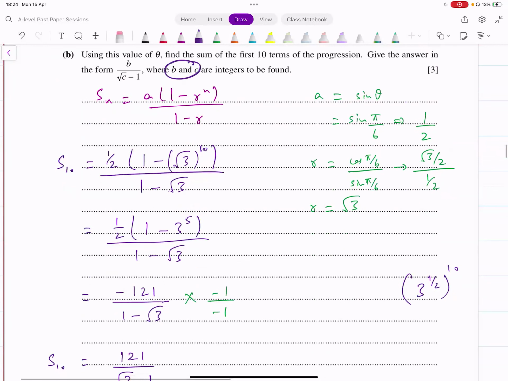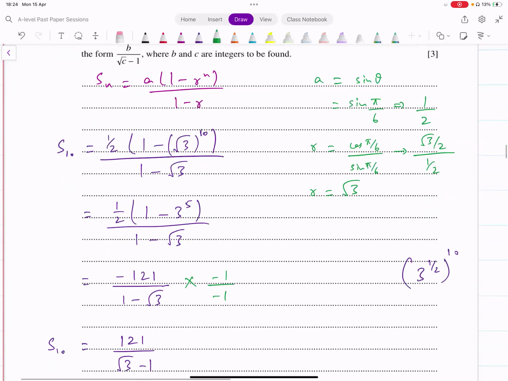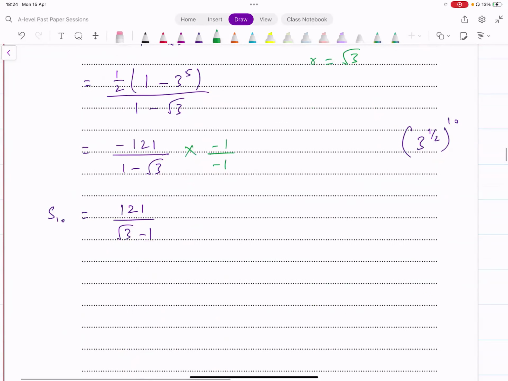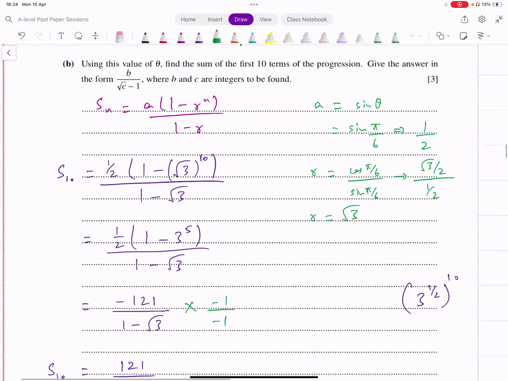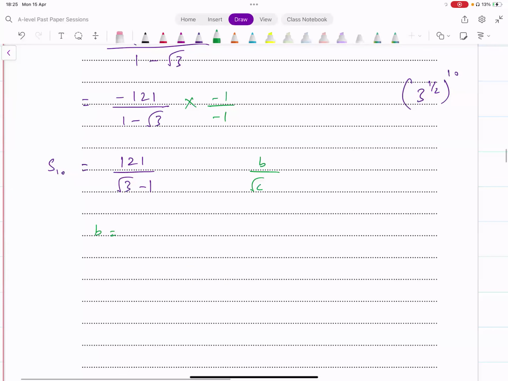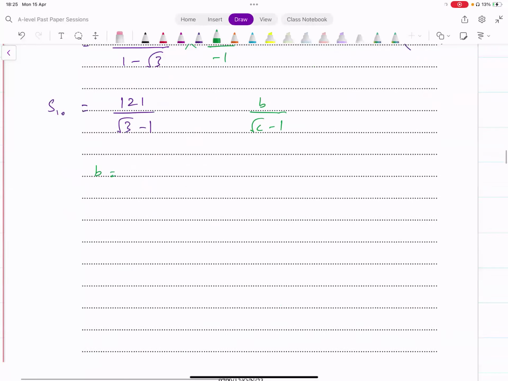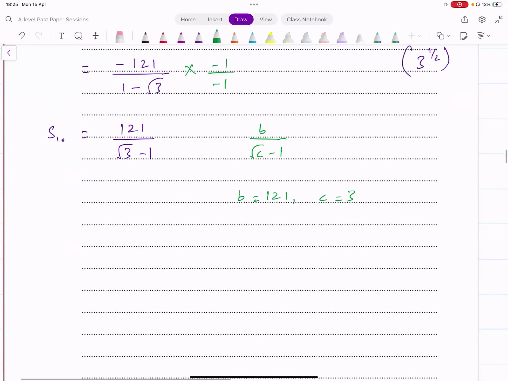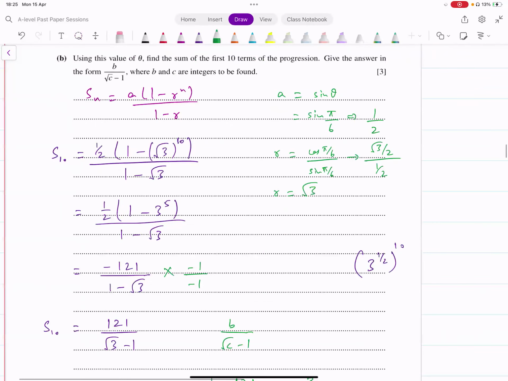Now it says B and C are integers to be found. Although it's not necessary, they have not asked us to state the value, it's a good idea to state the value of B and C here as well. The form was B over under root C minus 1. Just compare with that and see what the values of B and C are supposed to be. According to this form, B is equal to 121 and C is equal to 3. But in this question, it's not necessary. Sometimes they ask you to state the values of those constants. In that case, you will state it like this. Make sense to everyone? All right.